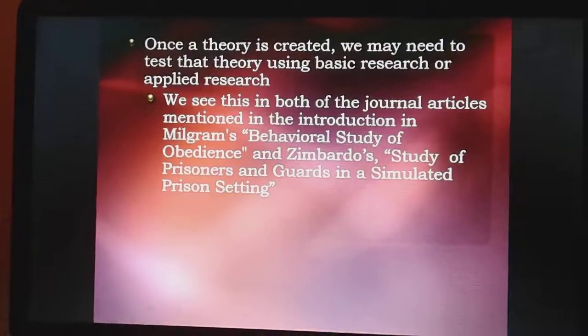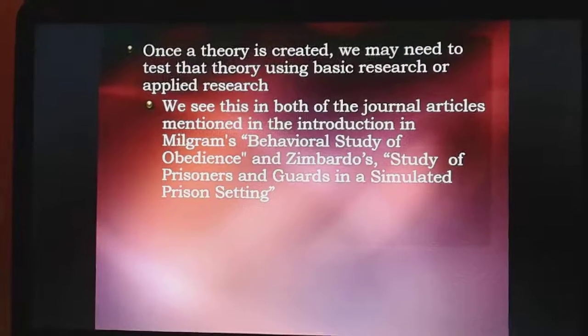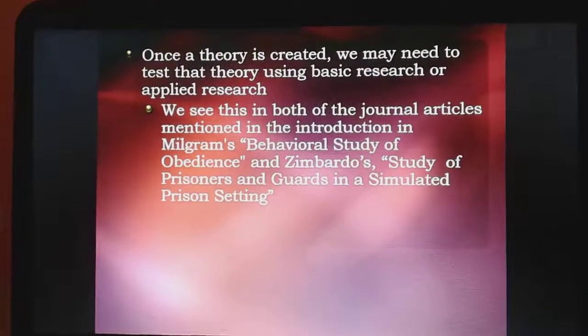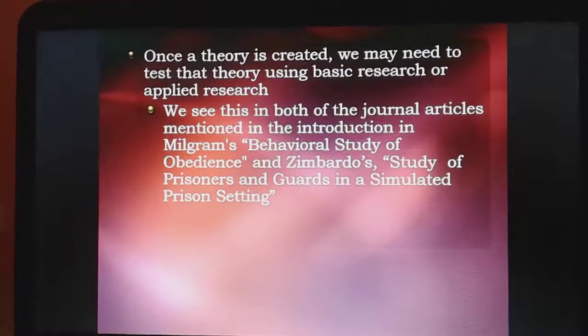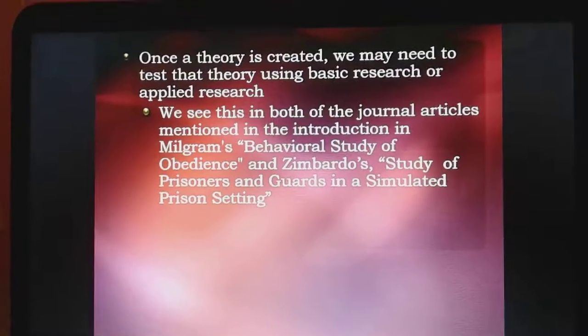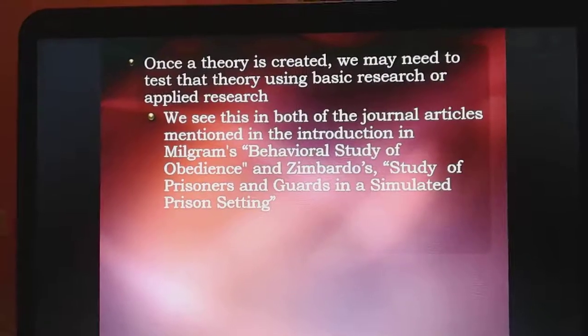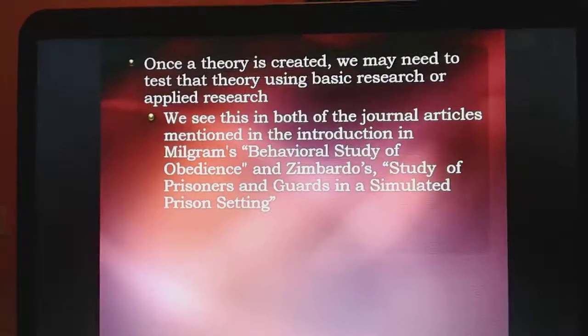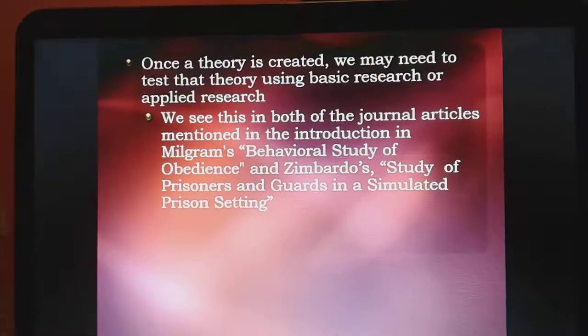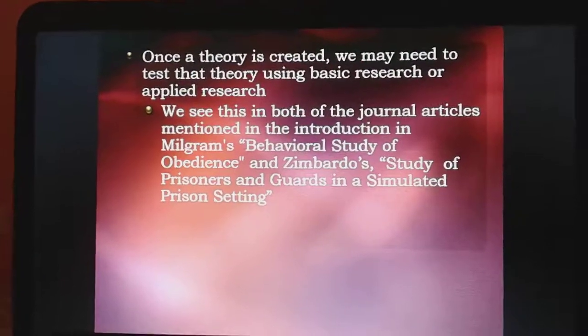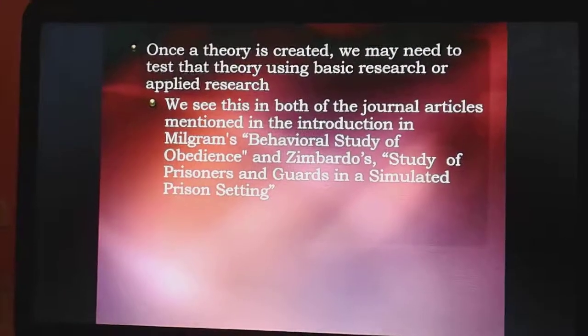Once a theory is created, we may need to test that theory using basic research or applied research. In the text, we find that basic research is research whose goal is to increase the understanding of human behavior, often by testing hypotheses based on a theory. With that being basic research, we also look to applied research.